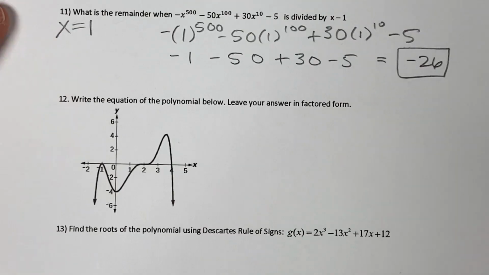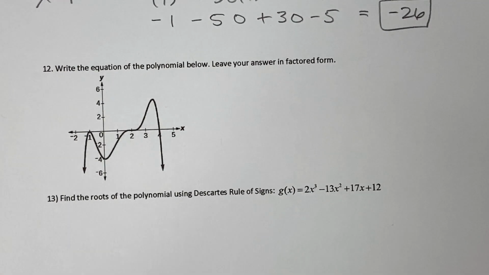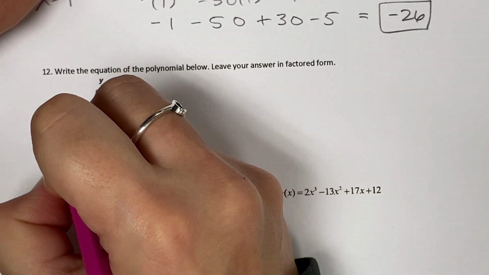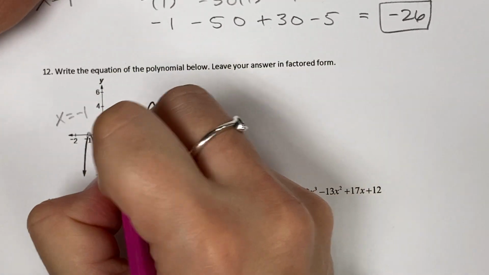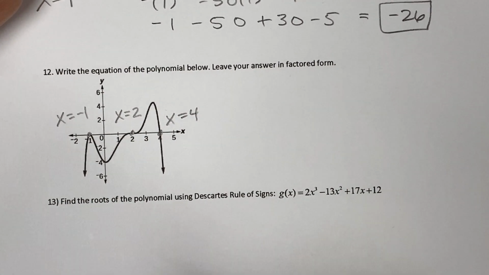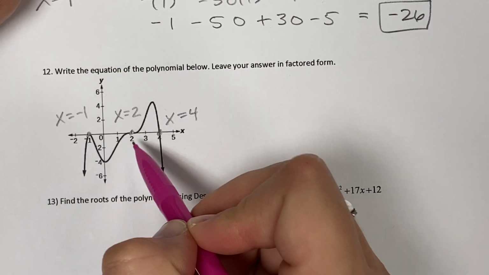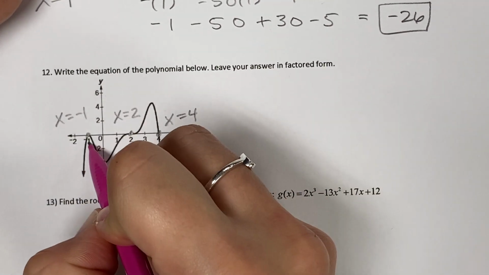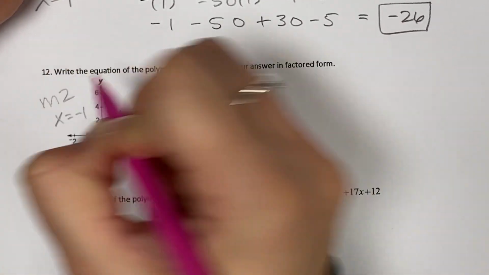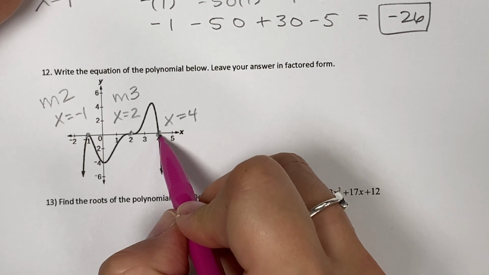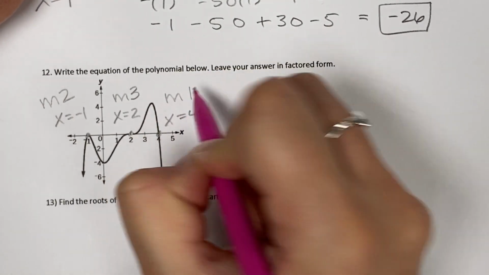Okay, to write the equation of the polynomial. So you've kind of been doing this in some of your homework where you have to identify the roots. So here are the roots. We have x equals negative 1, x equals 2, and x equals 4. Okay, well now at each of the roots we have to look at the graph to determine what it's doing. Is it bouncing, wiggling, or going through to determine its multiplicity? So at negative 1, it's bouncing, so that'll be a multiplicity of 2. At 2, it's wiggling, so that'll be a multiplicity of 3. At 4, it goes straight through, so that'll be a multiplicity of 1.